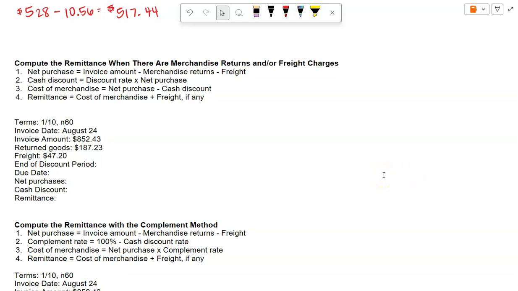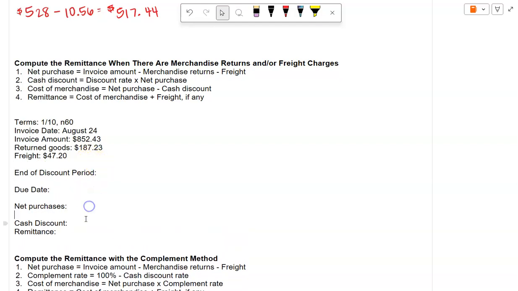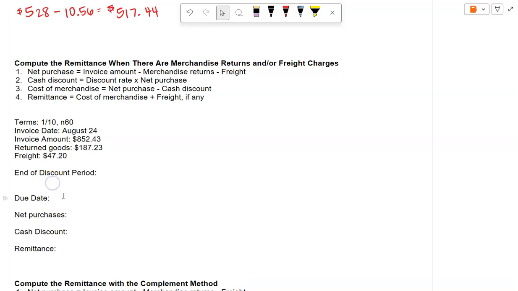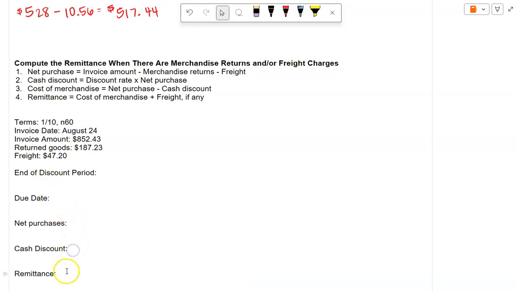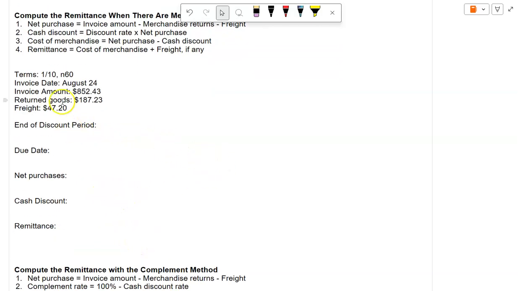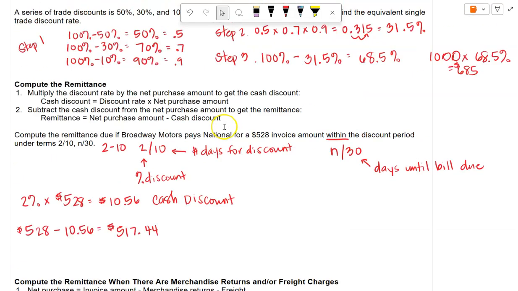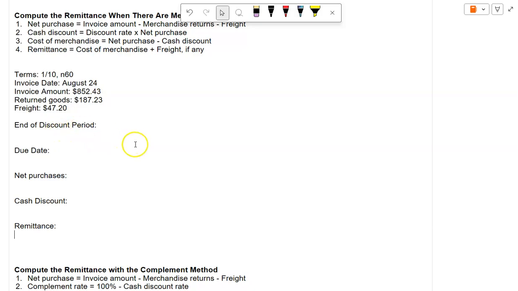Okay, sometimes you'll come across problems where there are returns or even freight charges. And so what I'm going to need to do is to just make this a bit bigger because there are a lot of things that I need to enter here. Okay, and you'll notice the things that I need to find out are a lot more than what I was calculating up here. So I'm going to have to figure out the end of the discount period, the due date, the net purchases, the cash discount, and the remittance.